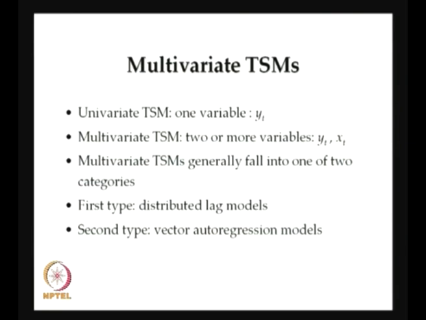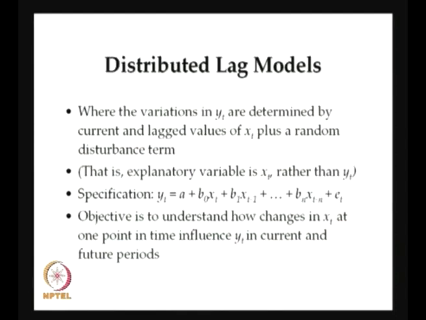Then one variable y t, and multivariate models with respect to two or more variables, let us say y t and x t. Multivariate time series models generally fall into one of two categories. The first type is the distributed lag model, and the second is the vector autoregressive model, which we have already highlighted in detail.